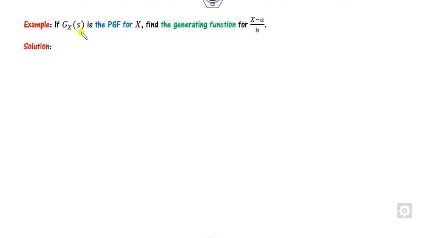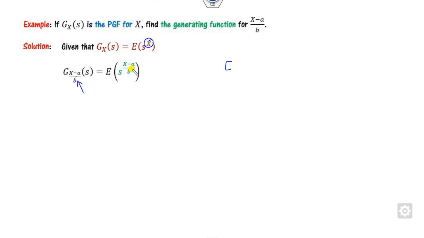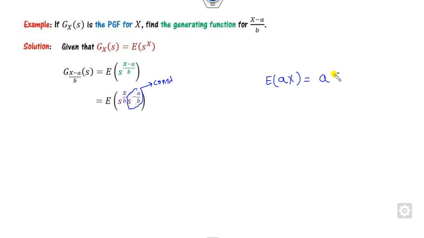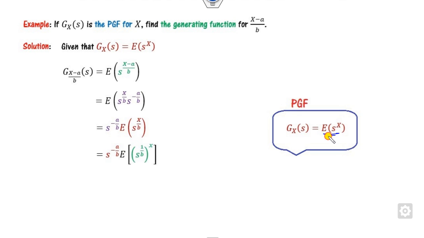Look again here. If the PGF of X is given to you, you have to find the PGF of (X minus a) upon b. That's very simple. You can start from here and replace this value. Now I can take it separately. Since this expected value varies with respect to X, this part is my constant, so I can take it outside. Why? Because the expected value of this is nothing but a times of here, so I can take it out. Now I can compare this with the help of this. I can see s is nothing but 1 on b, so it means this is my PGF of this.